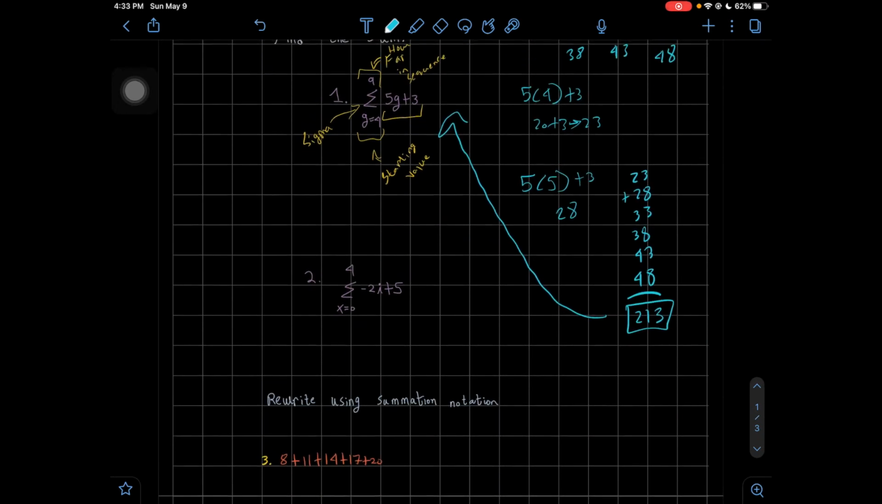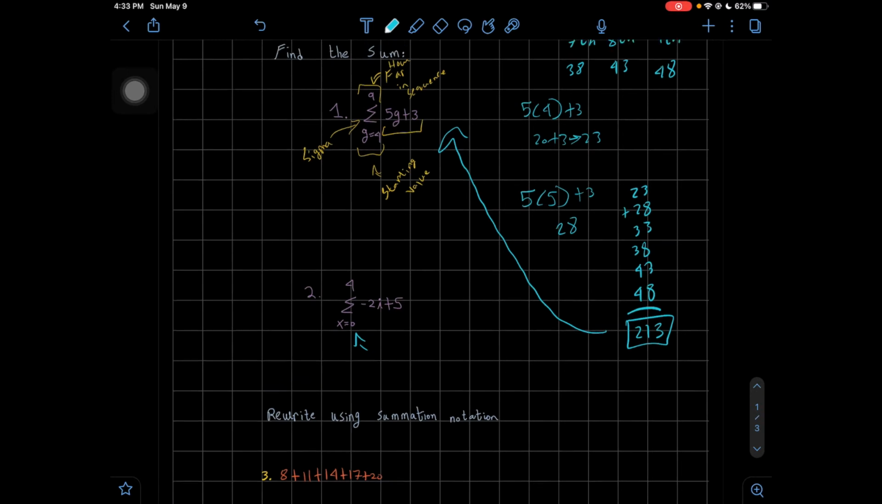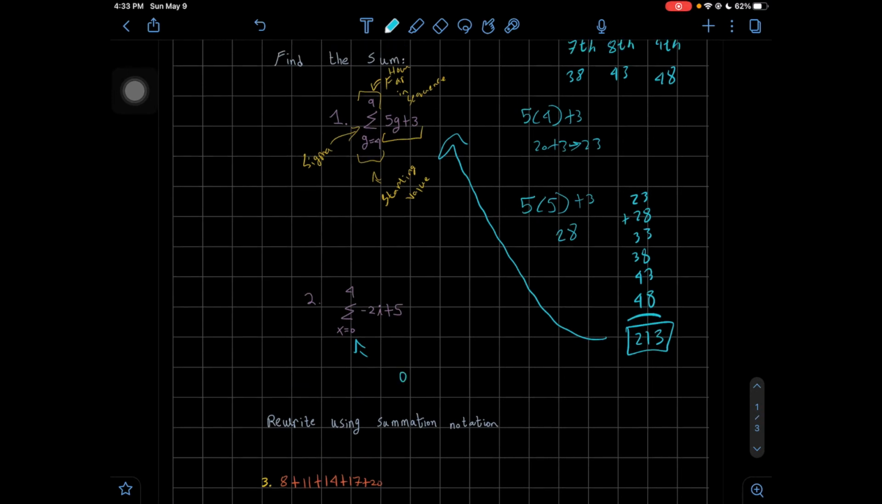Same concept for number 2, we're going to do the same thing. Here you can see we're starting at 0, so our first value in our sequence is going to be 0. We have negative 2 times 0 plus 5. Negative 2 times 0 is just 0, plus 5, so we have 5. Then our next value is going to be 1, so 1 times negative 2 is negative 2, and negative 2 plus 5 is negative 3.